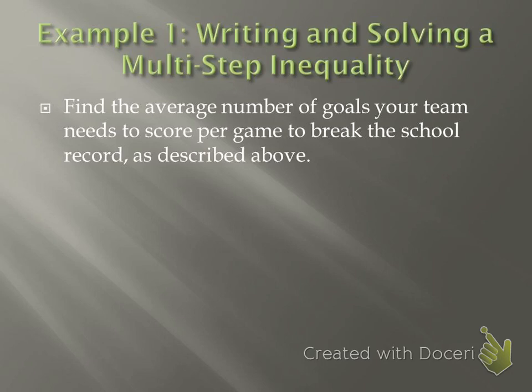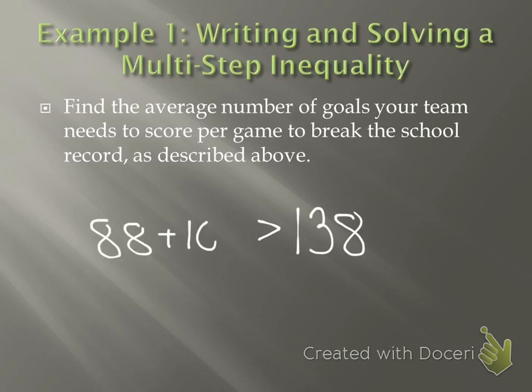What is our total? 138. That's the record. Are we trying to not beat the record? No, we have to beat the record, meaning that it has to be greater than. Can it be equal to? No, because then I wouldn't break the record, I would tie it. So it's got to be greater than 138. How many goals have I already scored? 88. And now I have 10 games left, but I don't know how many goals I need to score per game in order to break that record.